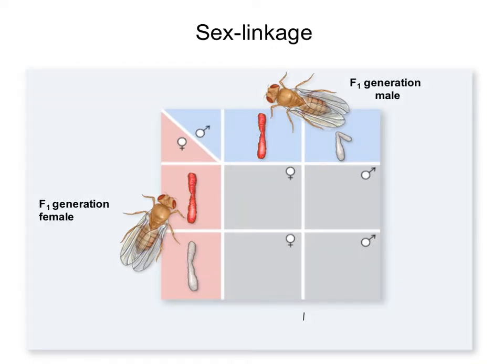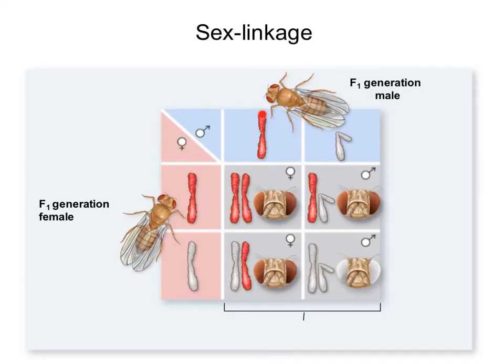So now let's look at the scenario in which the female is heterozygous. She has a normal X chromosome and an X chromosome with white eyes, and she mates with a male that has normal red eyes and his X chromosome that doesn't carry any genes for eye color. So what is the offspring going to look like?